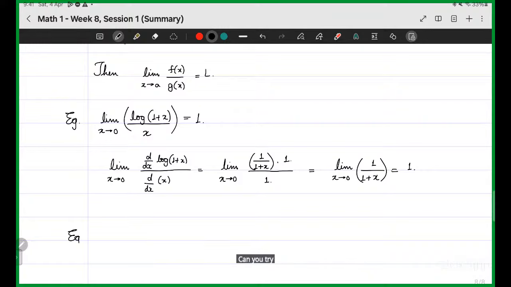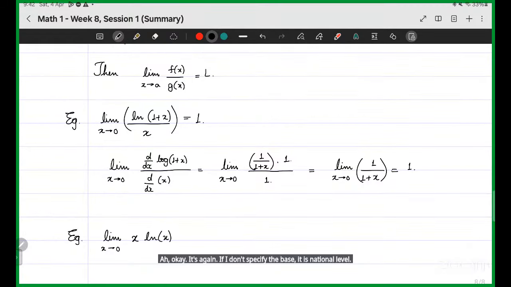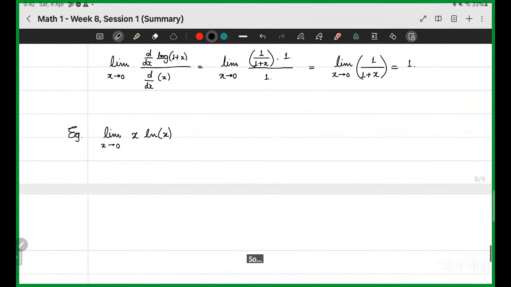Can you try the limit as x goes to 0? Okay, here it's again, if I don't specify the base, it is natural log. Can you use the product rule for this? Sir, product rule meaning, like here, what is the question? What is the limit, derivative of this is what I'm asking. Okay. So it's the product of two functions. So can I use the product rule for limits?